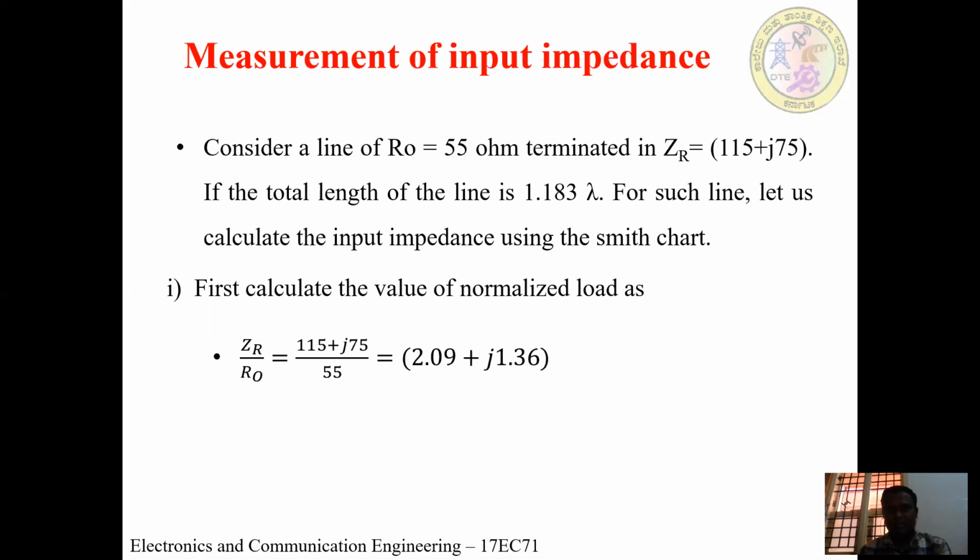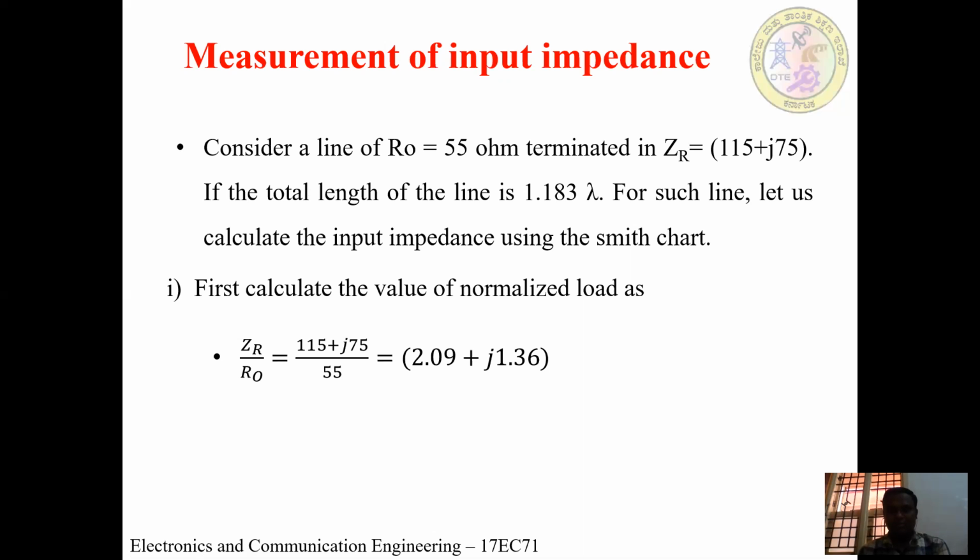Let us see how we can measure the input impedance using this Smith chart. Let us consider a line having a characteristic resistance R0 of 55 ohm, terminated in a load ZR equal to 115 plus j75. The total length of the line is 1.183 lambda. These are the given data, where the line impedance R0 is equal to 55 ohm and it is terminated in ZR equal to 115 plus j75. Calculate the input impedance using the Smith chart.